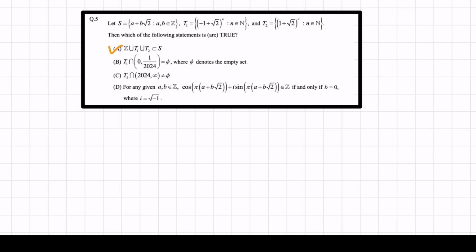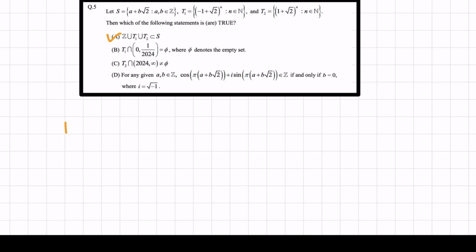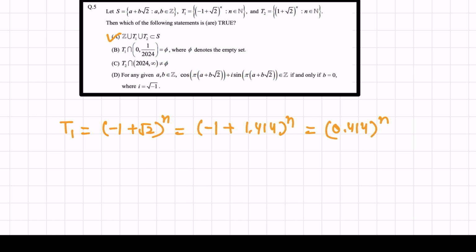Okay, so now let's look at 2. We want to see if the intersection of T1 with the interval (0, 1/222) is the null set, or an empty set. Since n is an integer, we basically want to see the range of our T1. So this is actually very easy. We have T1 equal to minus 1 plus square root of 2. We need to find the range of T1, then take the intersection with the given interval and check if it's an empty set or not, and that is easy.